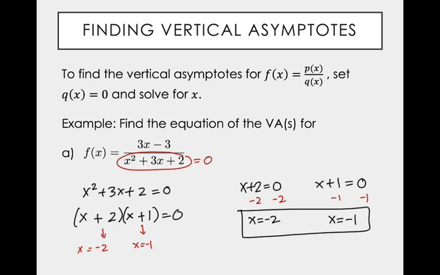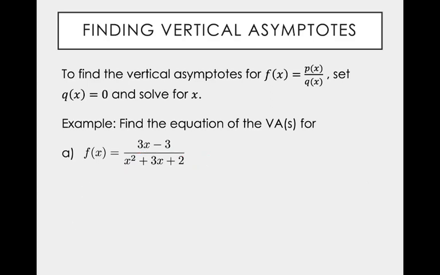All right, and you could go over to Desmos and graph that function, 3x minus 3 over x squared plus 3x plus 2, and you'll see right at negative 2 and negative 1, it's going to have a break, those vertical asymptotes. All right, so let's try this one.